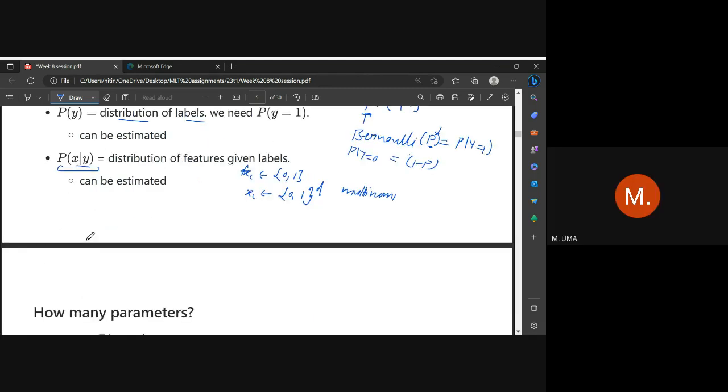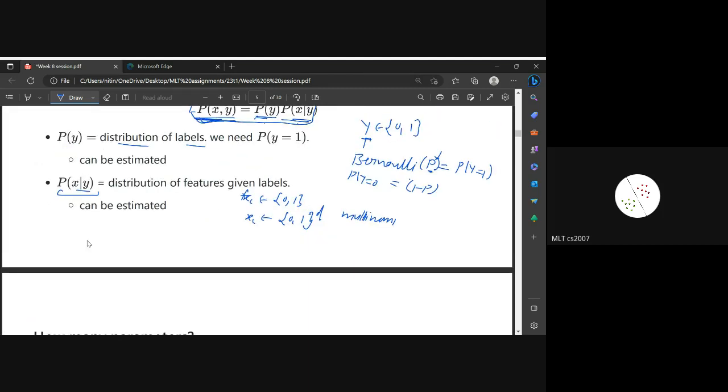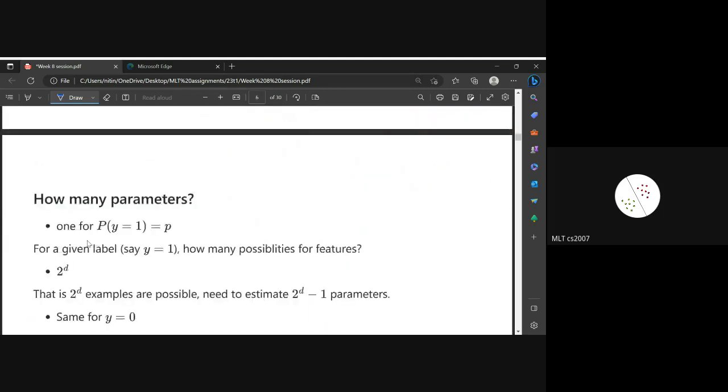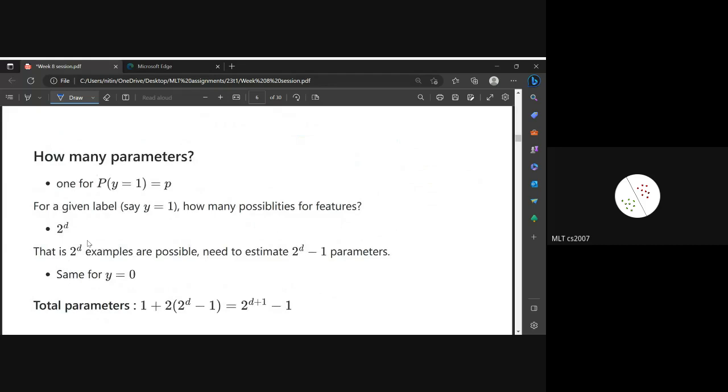Okay. So in this particular setup, how many parameters do you need to estimate? One for the labels, right? For the distribution of y, you need to know only this parameter p. So I can call the estimate p hat. Once I know p hat, I can get the probability of y = 0 as 1 minus p. So one parameter for the label vector y, and another distribution is x given y, right?